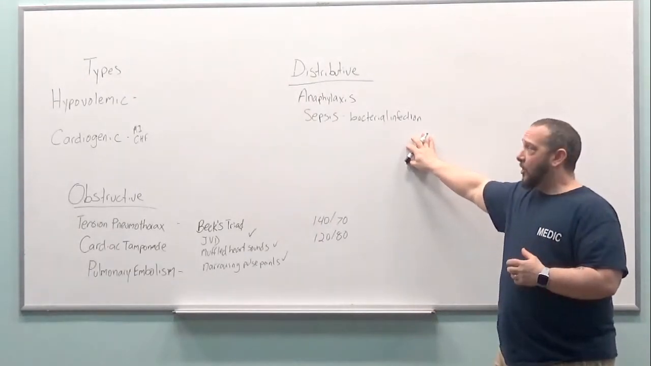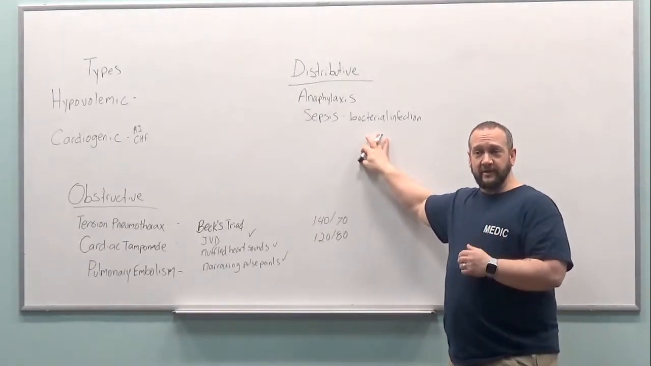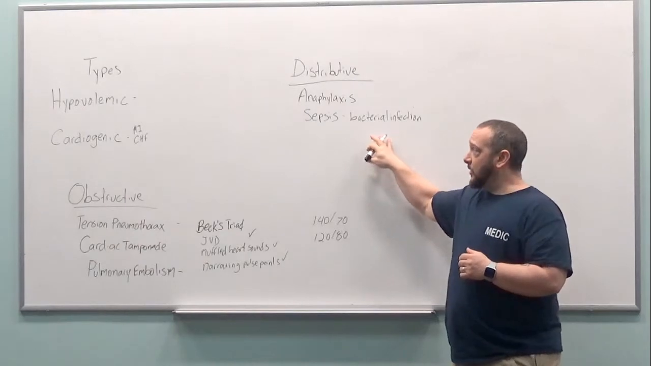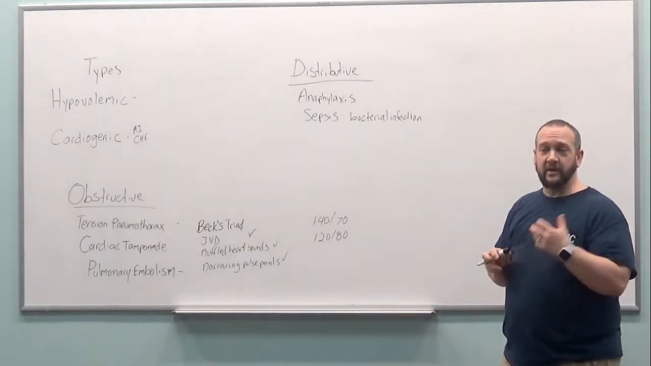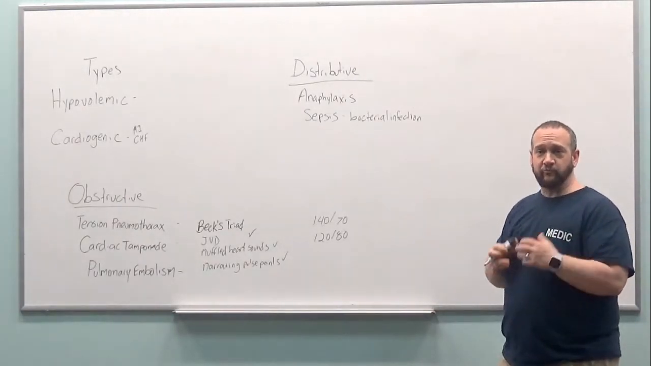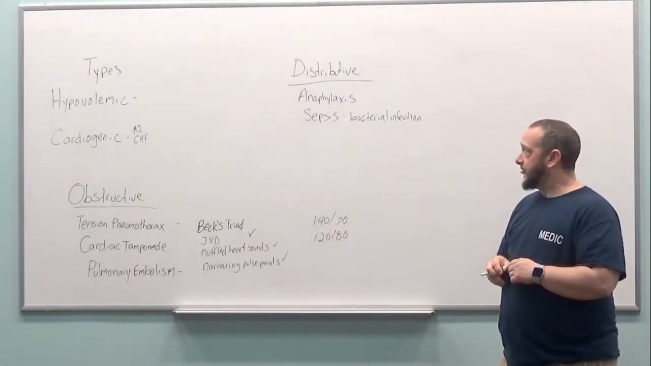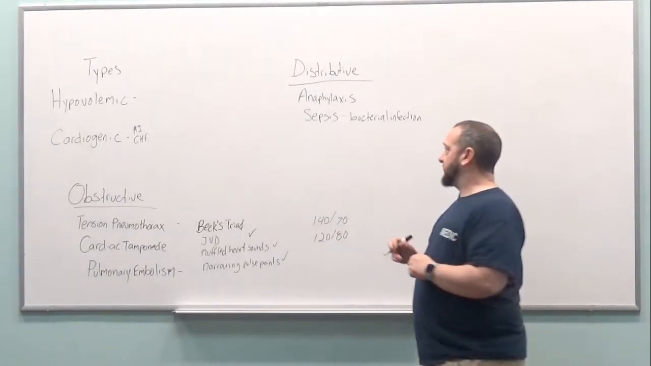So we need to get them to the hospital. They need to recognize and get them on an antibiotic. So again, we want to be able to recognize these patients early to make sure they're identified in the emergency room so they can start treatment immediately. Our third type of distributive shock is going to be neurogenic.